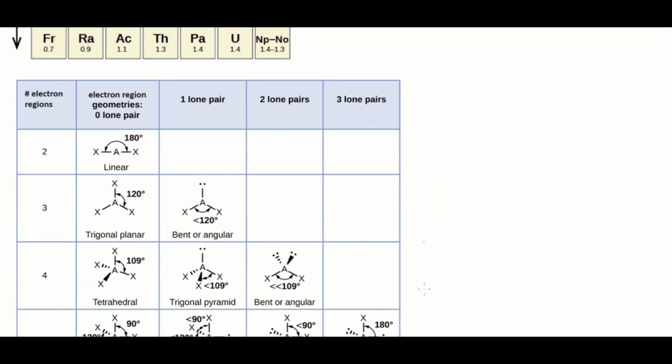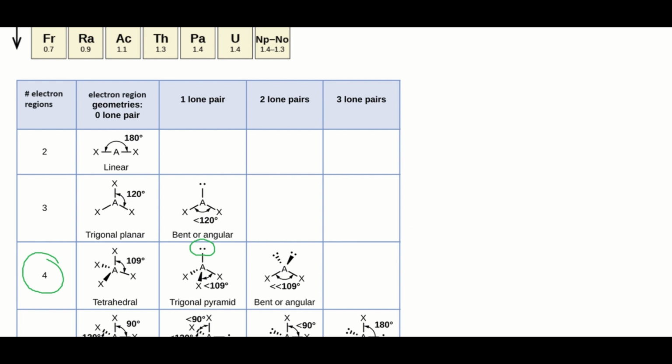When you have 4 regions of electron density, and in ammonia's case, one of them is not bonded to another atom but 3 of them are, so when you have 1 lone pair from a parent geometry that's tetrahedral, then that molecule is trigonal pyramidal, however you want to say that, or a triangular pyramid, you can say.